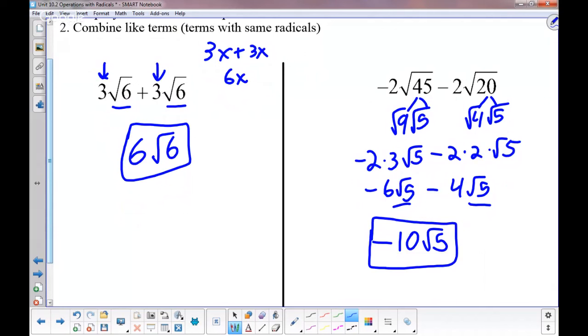So break down each one. If you need to, go ahead and get it down to negative 6 root 5. Do the second one, minus 4 root 5. Minus 6 minus 4 is negative 10.